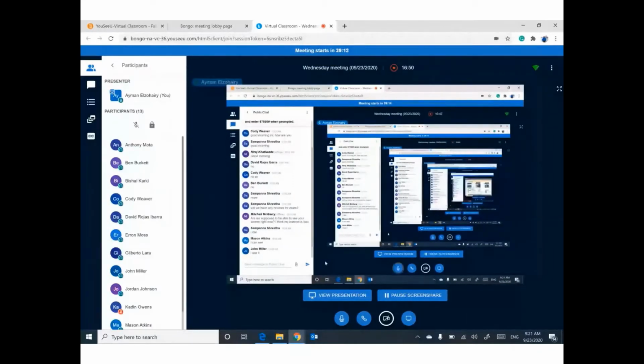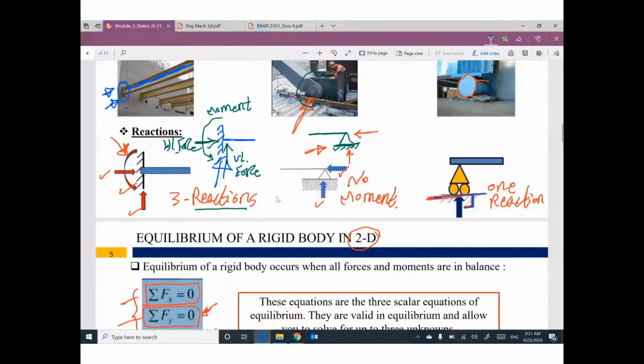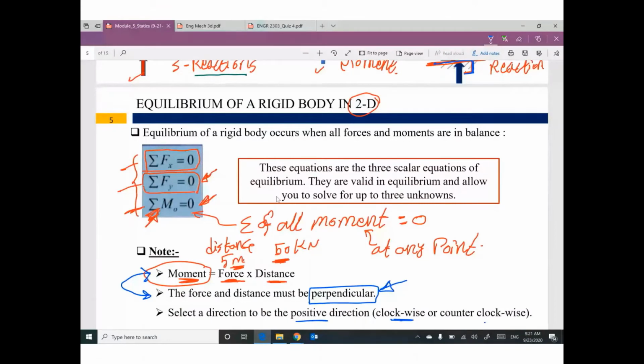Okay, if you have a rigid body and this rigid body is in equilibrium, we have 3 different equilibrium equations. The first one, summation of all forces in X equals 0. Summation of all forces in Y equals 0. And we have a third equation of equilibrium called summation of moments at any point equals 0.